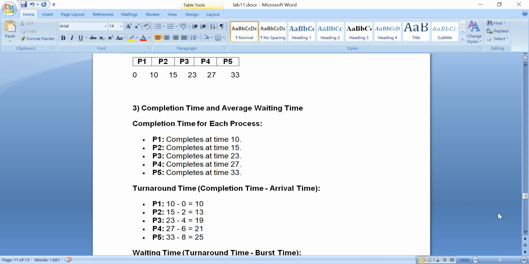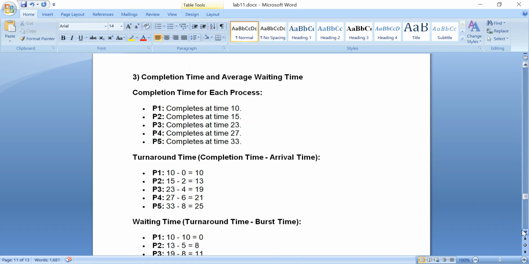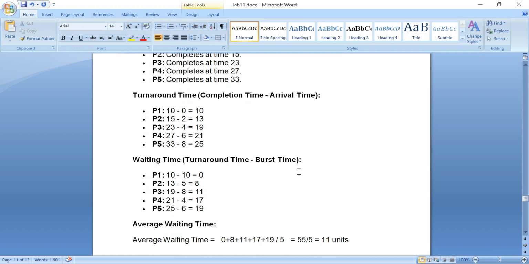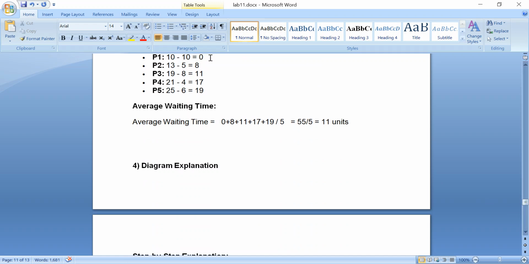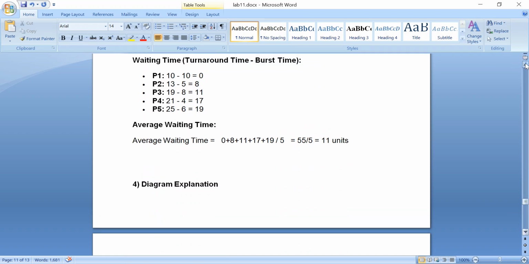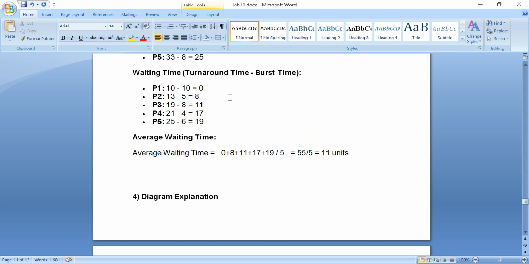Then there's the waiting time, which is turnaround time minus burst time. The turnaround times are already calculated, and the burst times are 10, 5, 8, 4, 6, so the waiting times are 0, 8, 11, 17, 19. So what is the average waiting time? Average waiting time is the total waiting time divided by the number of processes. So it is 11 seconds. The average waiting time for each process is 11 seconds.